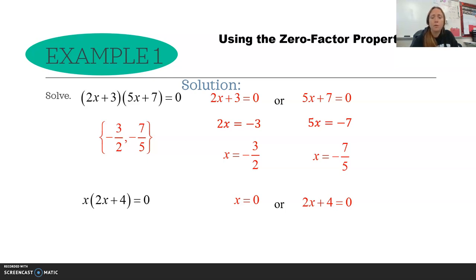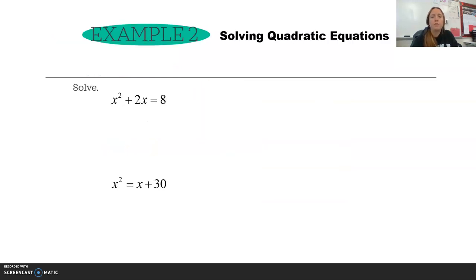So then 2x plus 4, we subtract 4, divide by 2, and I get x is equal to -2. So this solution set is made up of 0, comma, -2. All right, so let's go ahead and actually do ones that involve solving.